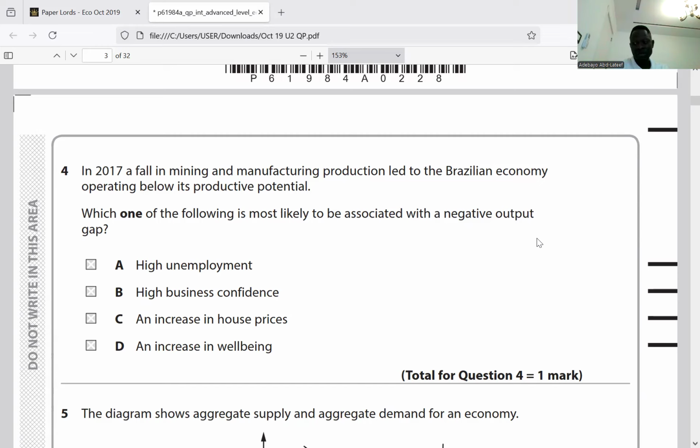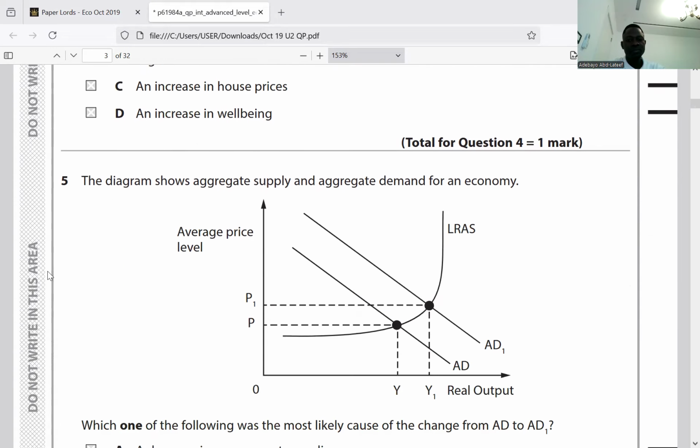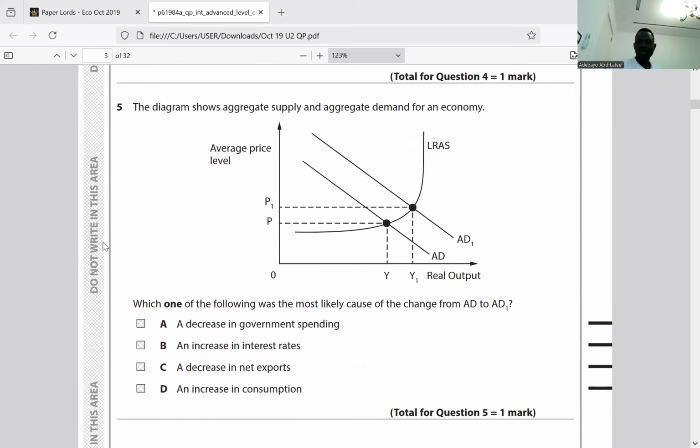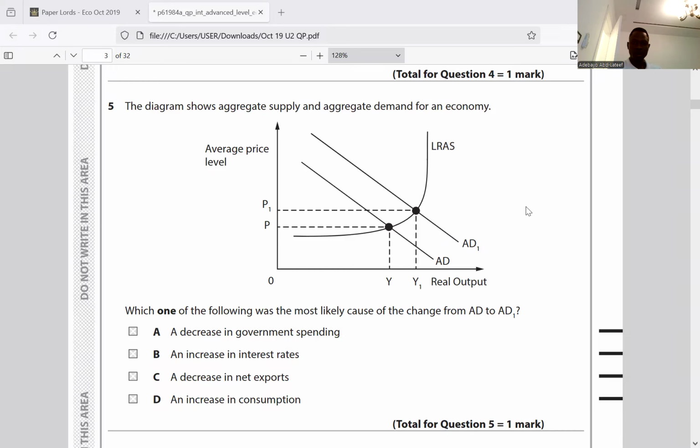So high business confidence, that should be positive output gap. An increase in house prices, that's a positive wealth effect. High business confidence. An increase in well-being, living standard, that's also positive. They are all about positive output gap. Question 4, it's A. Go to question 5, right? Okay. We go to question 5.